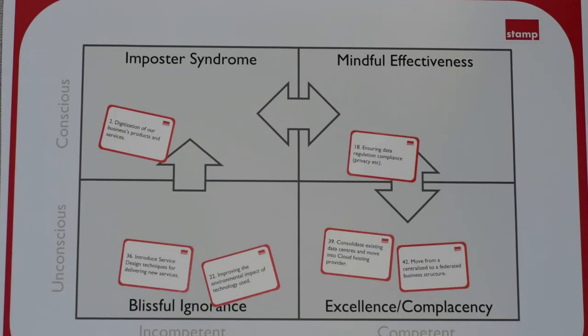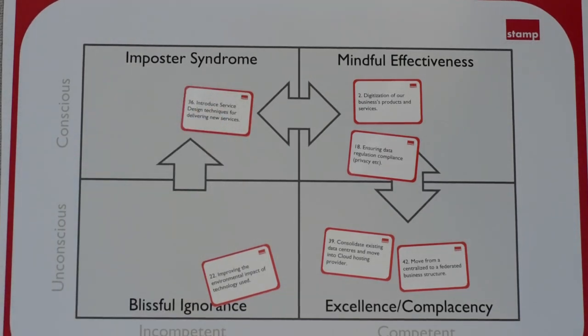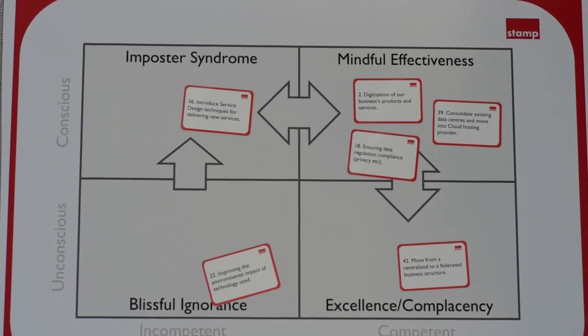But let's say you are about to move into a world where you need to get much better at turning your products and services into digital products and services. So the stuff in the top left hand, you need to be able to move over into the mindful effectiveness area. You want to introduce service design techniques to help you with that migration into developing better digital products. And whilst you're doing that, because you've moved all of your infrastructure into data centers, you might say there's less priority now for consolidating stuff, because anything that's remaining might actually be quite challenging, because it's edge case stuff.